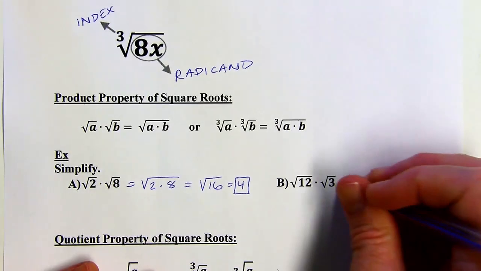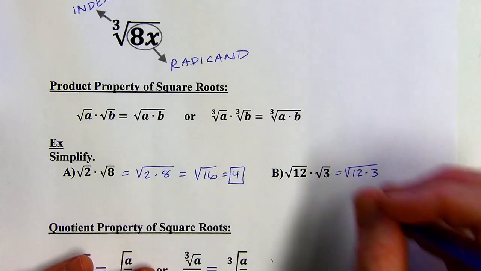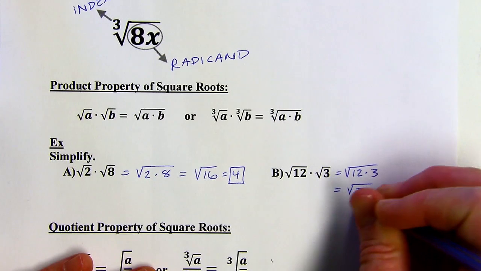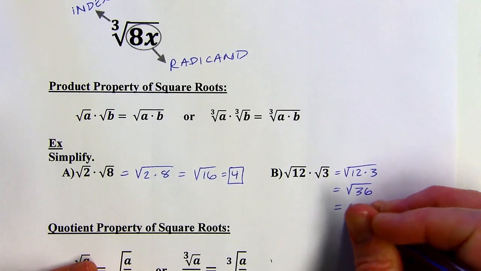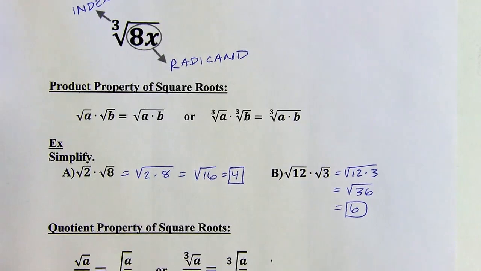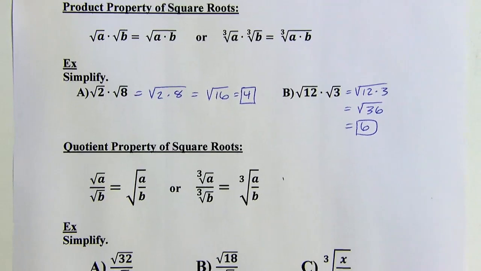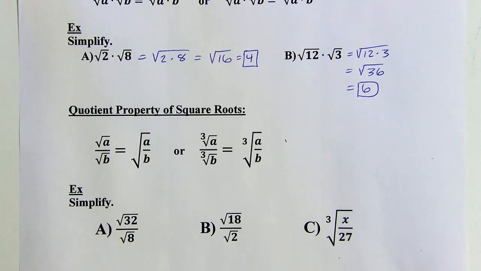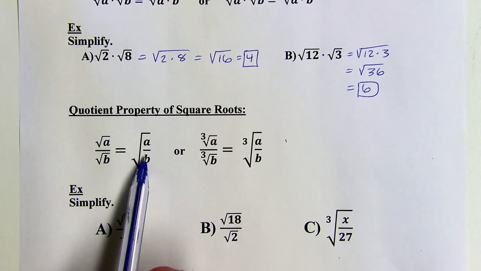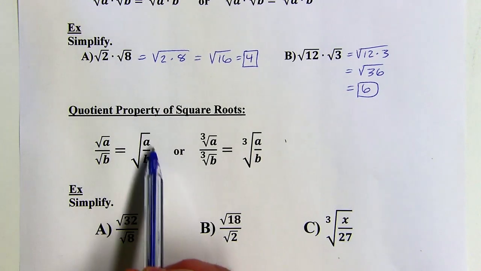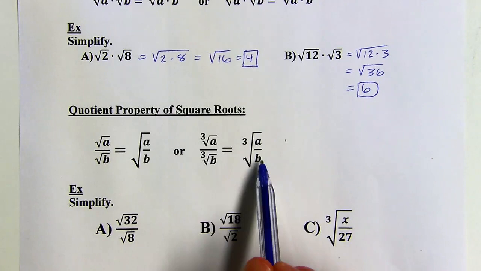Okay, and we can do the same kind of thing here. I can combine these under the same roof. So that's 12 times 3 under that square root. 12 times 3 is 36. And then 6 times 6 is 36, so the square root of 36 is 6. Okay? So you can do a similar kind of thing when you are dividing with radicals. So if you have a square root over another square root, you can combine them into the square root of that fraction, right? And a fraction is just division, right? And you can do the same kind of thing with cube roots.